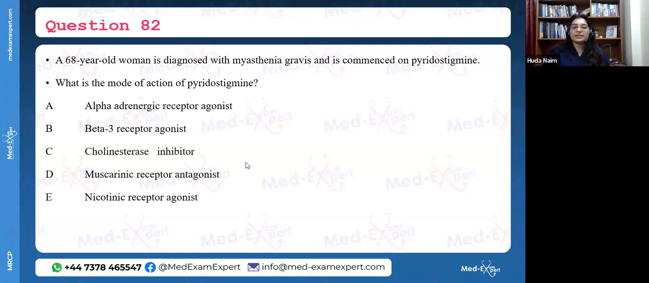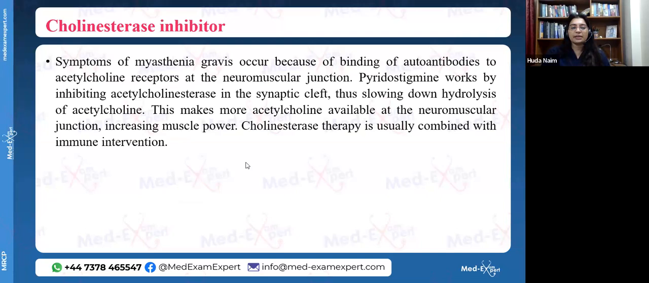So a patient with myasthenia gravis is commenced on pyridostigmine. What is the mode of action of pyridostigmine? Is it an acetylcholinesterase inhibitor, or is it a muscarinic receptor antagonist? It's an acetylcholinesterase inhibitor. Okay, pyridostigmine is an acetylcholinesterase inhibitor.